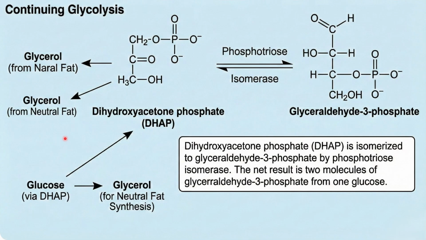So continuing on that step, the DHAP can be isomerized to glyceraldehyde 3-phosphate with the help of the enzyme phosphotriose isomerase. Phosphotriose isomerase converts the DHAP to glyceraldehyde 3-phosphate. So far, one molecule of glucose is giving rise to two molecules of glyceraldehyde 3-phosphate.